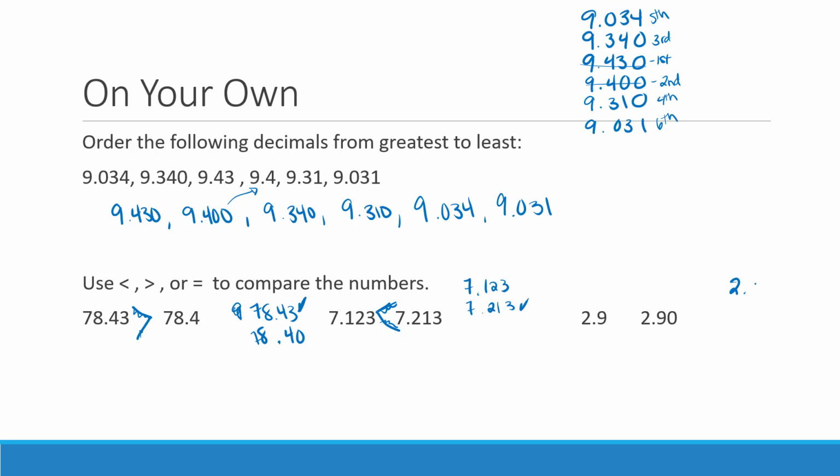Now with this one, 2.9 and 2.90, remember you can put zeros at the end behind decimals. It will not change the value. So these are actually the exact same number. So these two are going to be equal to each other.